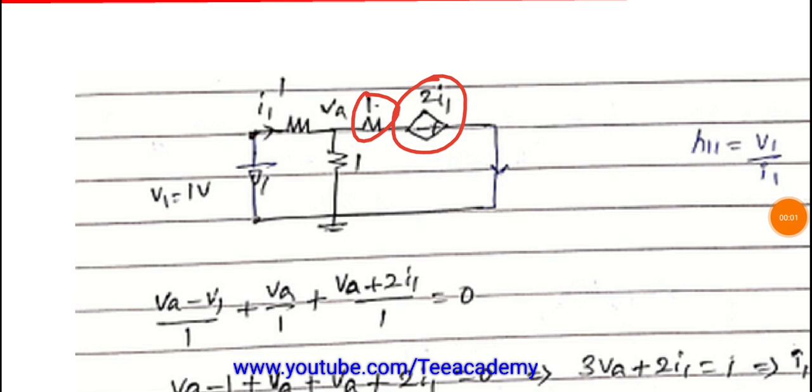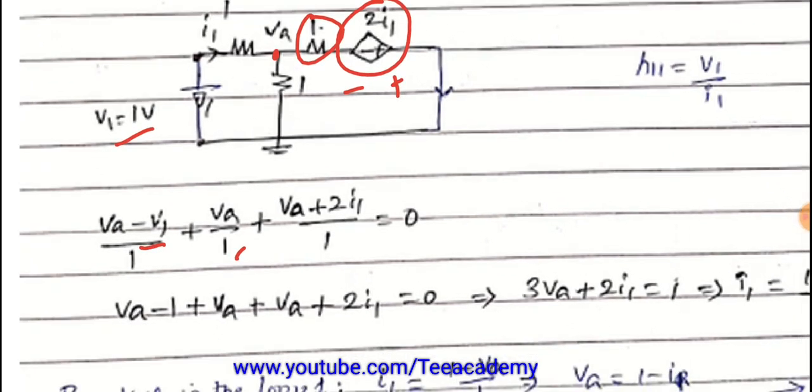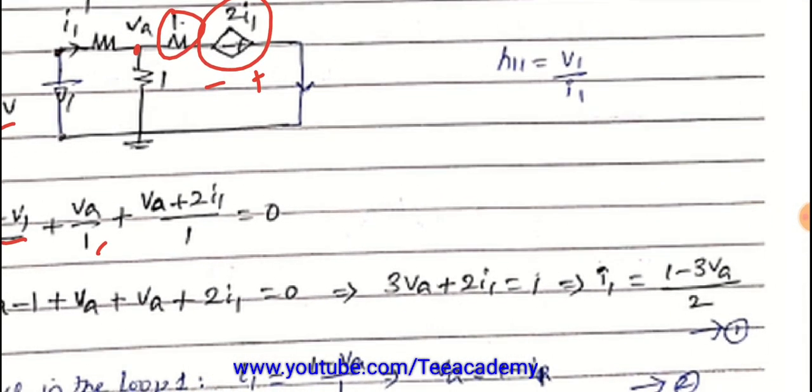So we'll apply nodal analysis here. VA minus V1 divided by 1, plus VA by 1, plus VA plus 2I1 divided by 1 is equal to 0. We know that V1 is 1 volt, and by substituting here we will get one equation. From that equation we can find the value of I1 as 1 minus 3VA by 2.